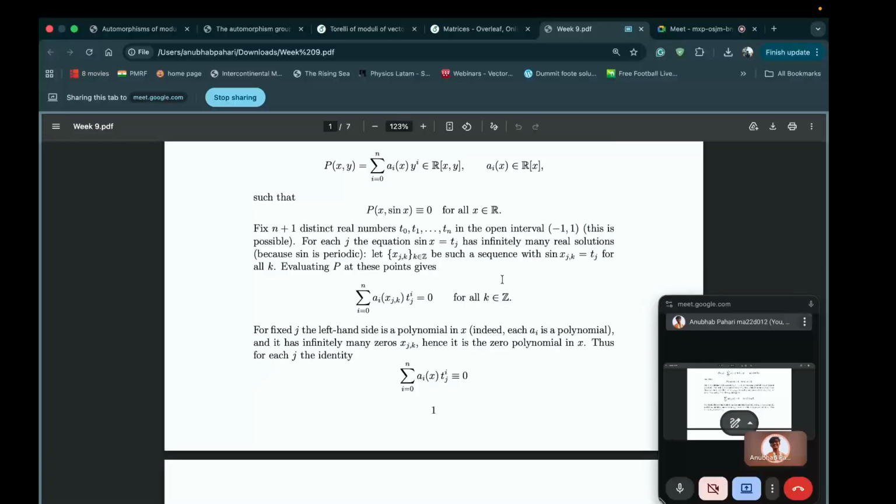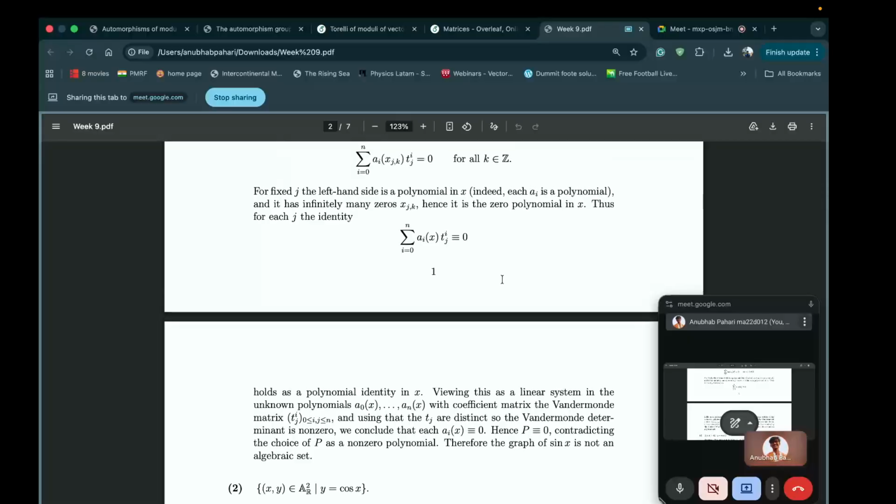Evaluating p at these points gives the sum of a_i(x_{j,k}) t_j^i equals 0, where i is running from 0 to n, for all k belonging to Z. For fixed j, the left hand side is a polynomial in x, and it has infinitely many zeros, x_{j,k}. Hence it is the zero polynomial in x. Thus for each j, the identity sum of a_i(x) t_j^i equals 0.